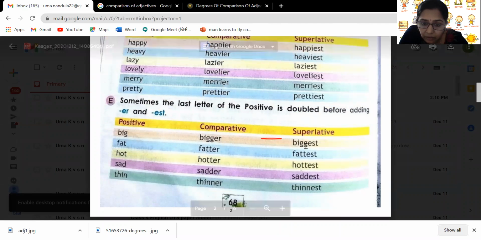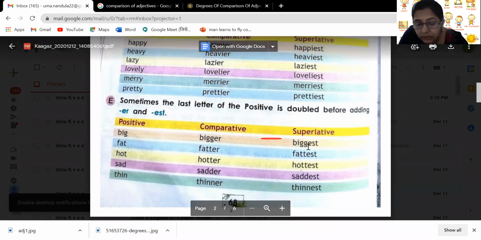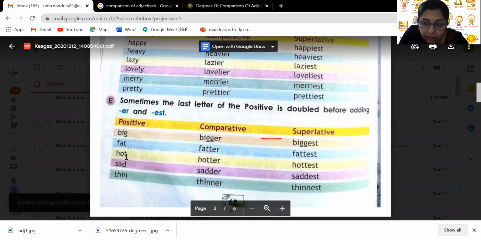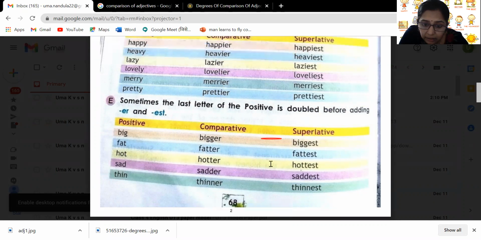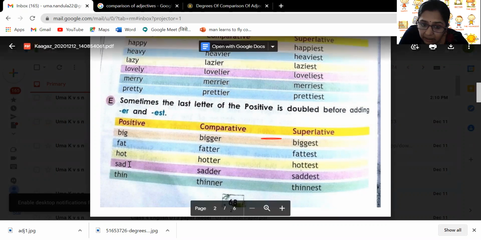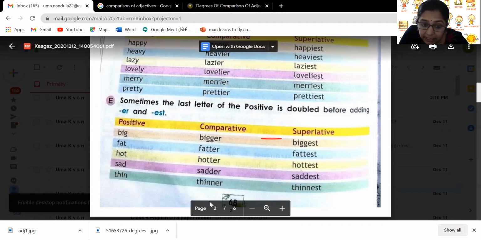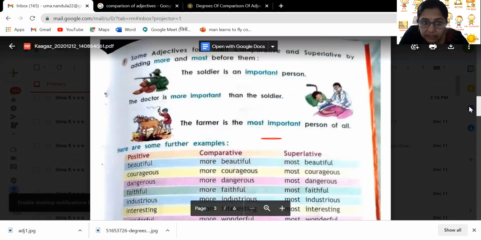in comparative, B-I-G-G-E-S-T in superlative. Fat, fatter, F-A double T, it became fattest. Hot, again one more T is added, hotter, hottest. Sad, sadder, saddest. Thin, thinner, thinnest. This way our comparisons change.